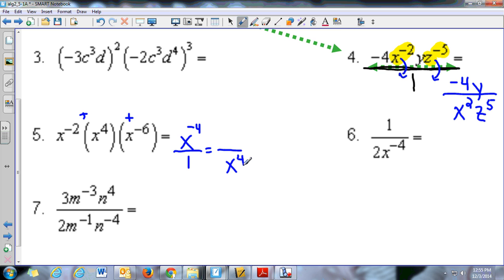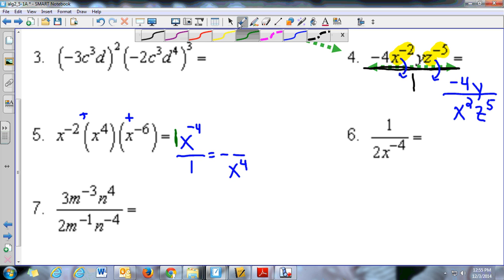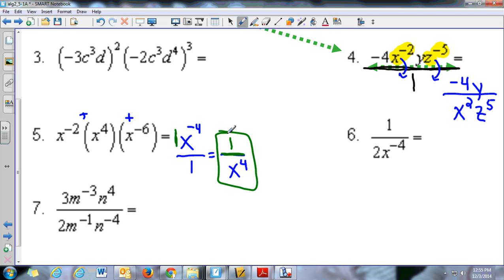What about my numerator? What's going to be there? Well, again, like any other variable, if there's no number out in front, we can always put our 1 there. So when we move that x to the bottom, our 1 is still on top. So 1 over x to the 4th power.